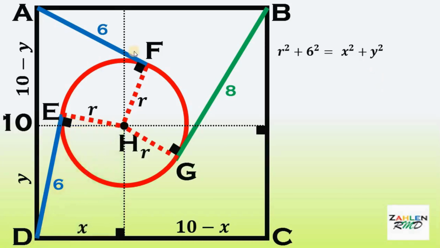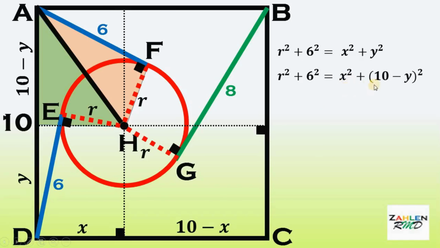Next, connect point A to point H. Again, we need to rewrite AH squared in two different ways. First one is by using this right triangle. So again, AH squared is equal to r squared plus 6 squared. Another way to rewrite AH squared is by using this right triangle, with one leg equal to x and the other leg equal to 10 minus y. Therefore, AH squared is also equal to x squared plus (10 minus y) squared.